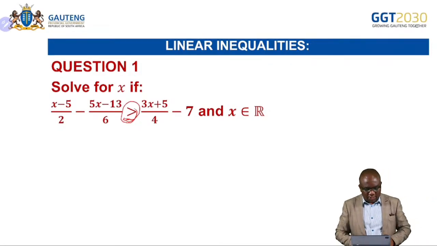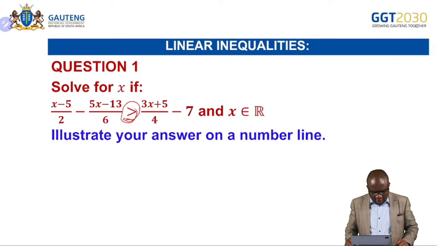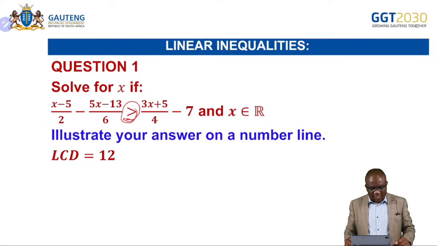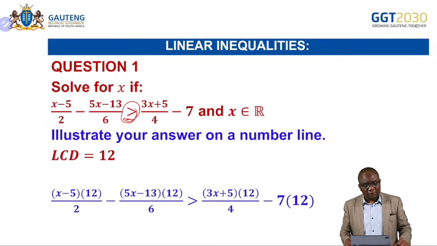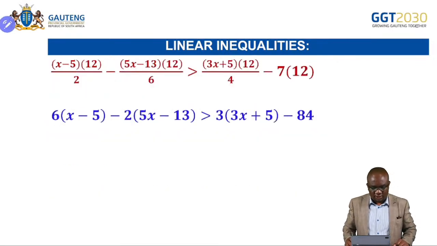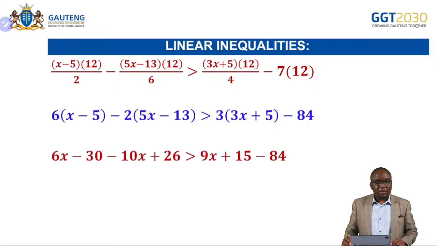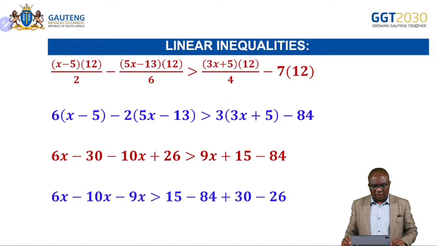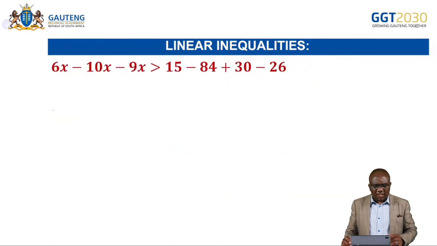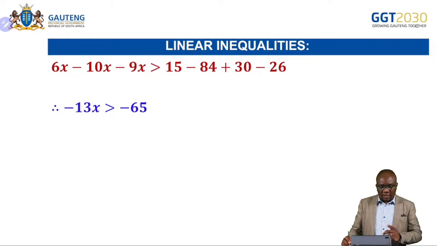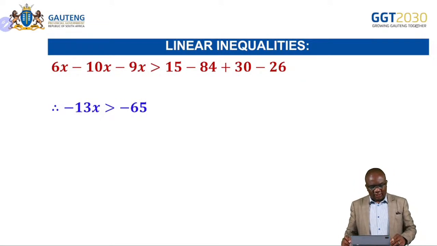Welcome back. Did you manage, grade 10s? Let's see. Right, illustrate your answer on the number line. LCD is 12. We did this, and then we multiplied everything by 12, and then we got this. And then we distributed our coefficients. We got this, and then we simplified our answer to this. Okay, we did this, like I said. Okay, and then now negative 13x is greater than negative 65.